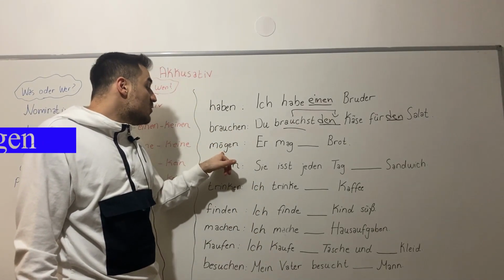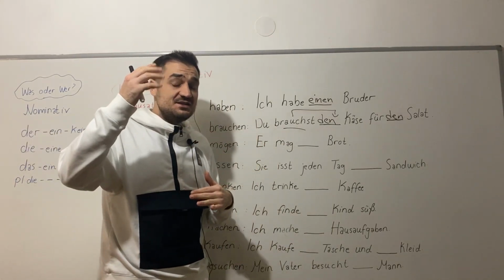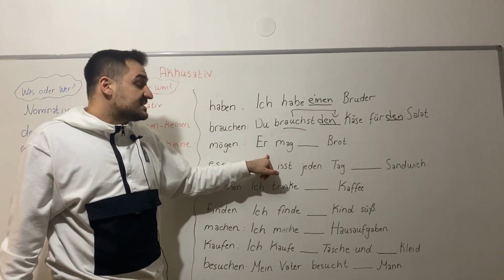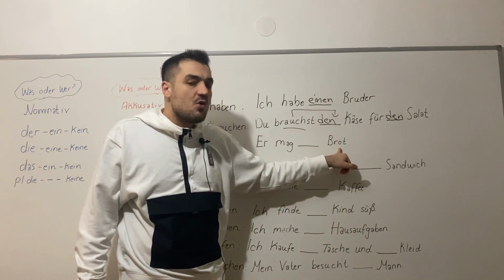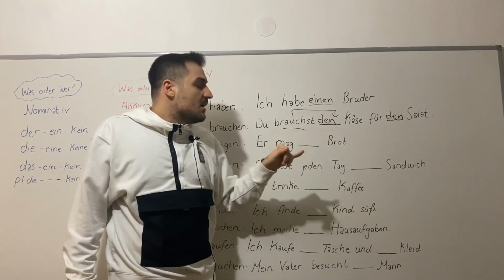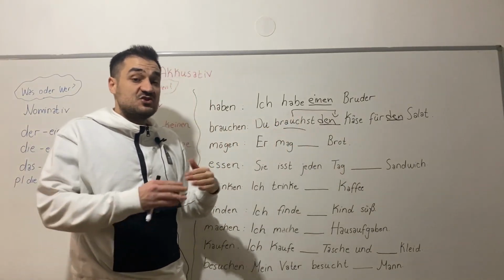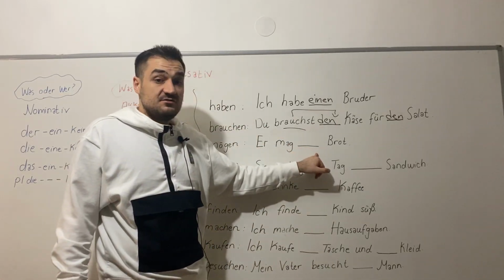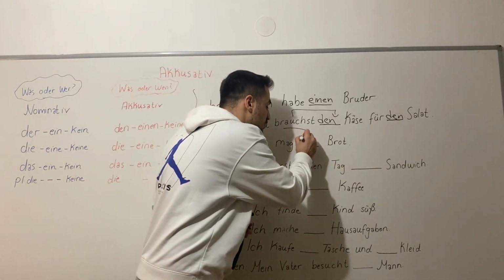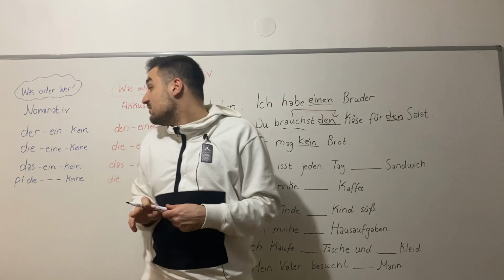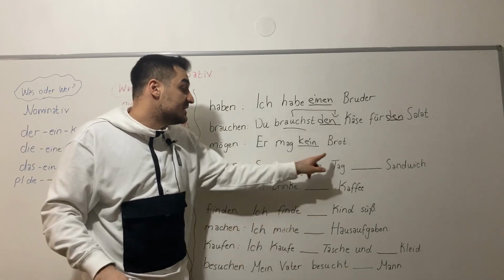Mögen, the third verb. Mögen means to like something, and it's an irregular verb. When we are conjugating it, it is changing. Let us see the example sentence. Er mag Brot. Brot is bread, and the article of Brot is das Brot. But I wanted to say er mag, he doesn't like the bread. That's why I must make the noun negative. And I must use kein. Er mag kein Brot, because it's das Brot. And das, in this case, stays as das. And we are using kein, because we want to say it in the negative way.